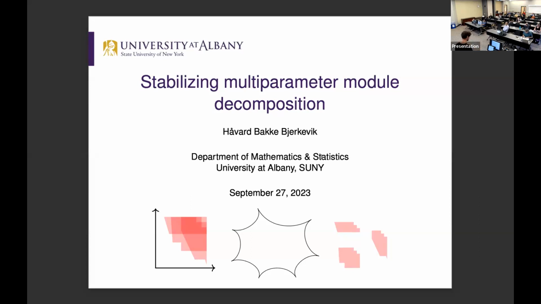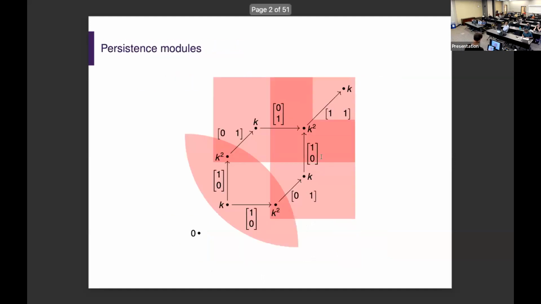What I'm going to talk about is a preprint that I put on the arXiv a few months ago, and you can check it out there if you want after the talk. It's about decomposing multiparameter modules and whether we can make this stable somehow, despite it not seeming very stable at first glance. Now, I'm going to talk a lot about multiparameter modules.